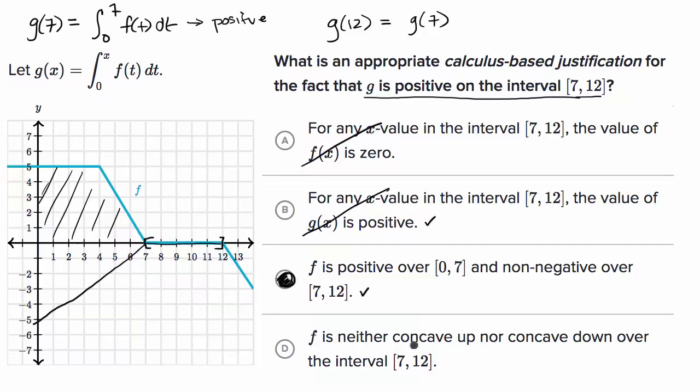F is neither concave up nor concave down over the closed interval from 7 to 12. No, that doesn't really help us in saying that g is positive over that interval. So there you go, choice C.